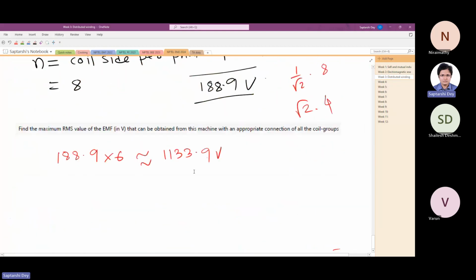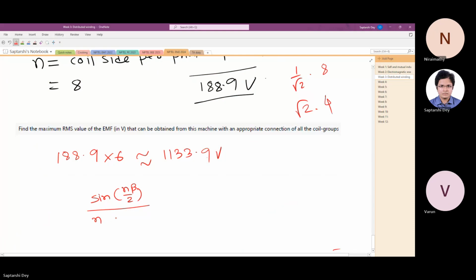Just one thing. You can ask me if you want to ask anything. So how do they calculate a neutral voltage? Sorry? Phase to neutral.